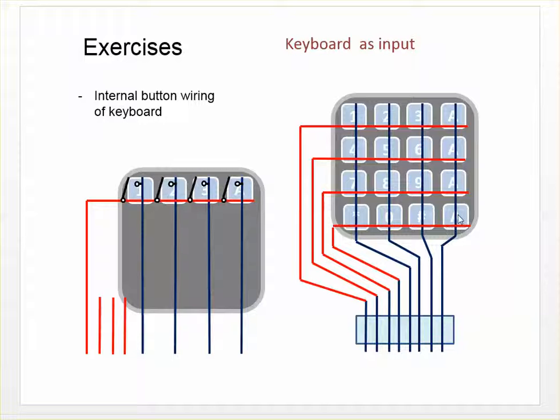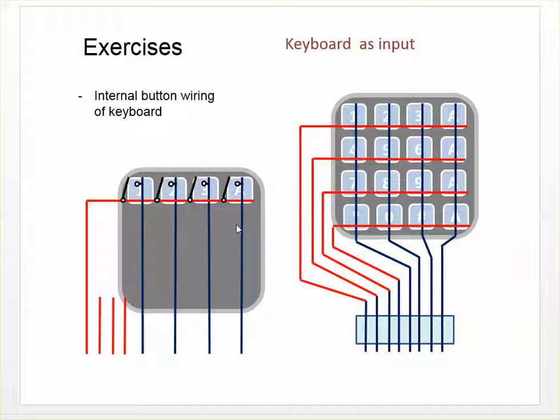And if I press this A button, then this line and this line will be short circuited. So you could think that there are 16 switches inside the keyboard. That's the idea of how the keyboard works. But of course there are only 8 lines here, so there are no individual lines from each key, but the keys are in a matrix configuration, so there are 4x4 lines.